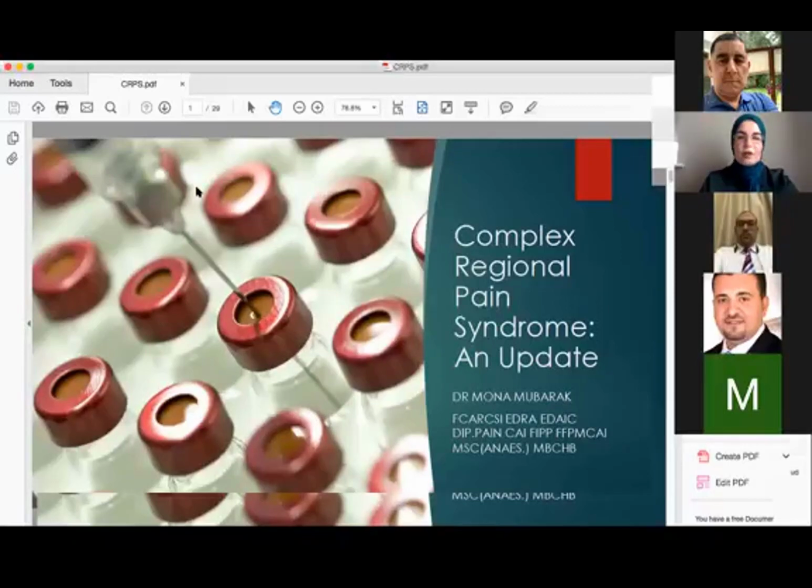So what is complex regional pain syndrome? It is in fact a disorder of a body region, usually affecting the upper or lower limbs. It begins following a fracture, a soft tissue injury, or indeed surgery. It describes an array of painful conditions, either spontaneous or evoked, that is seemingly disproportionate in time and degree to the usual course of any known trauma.